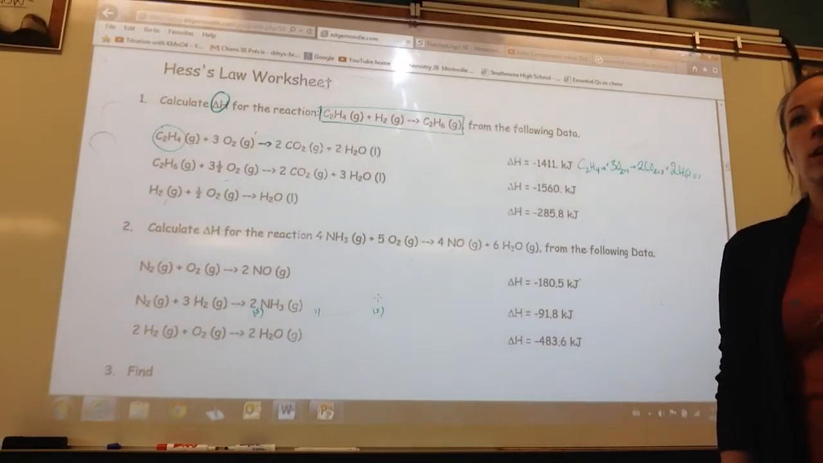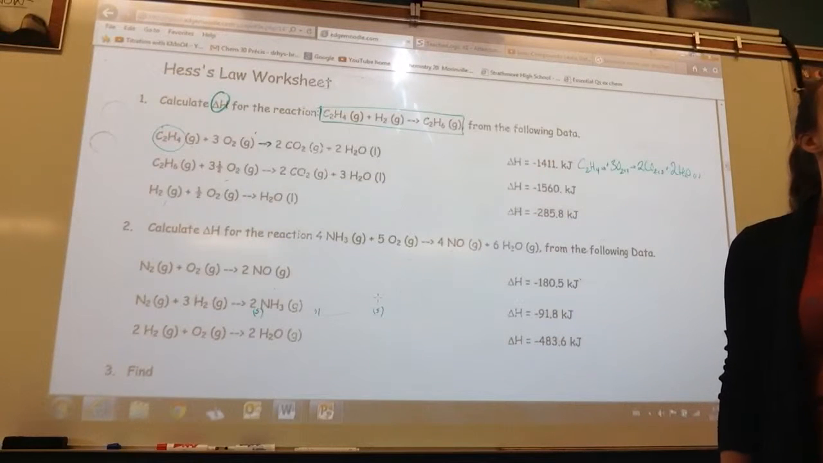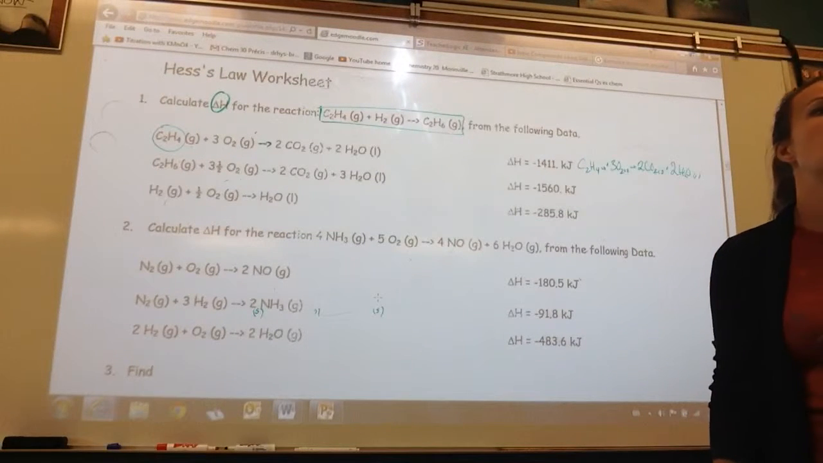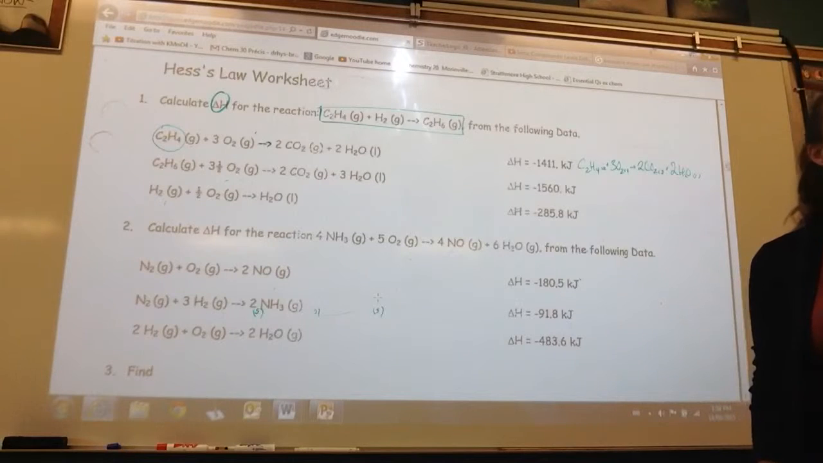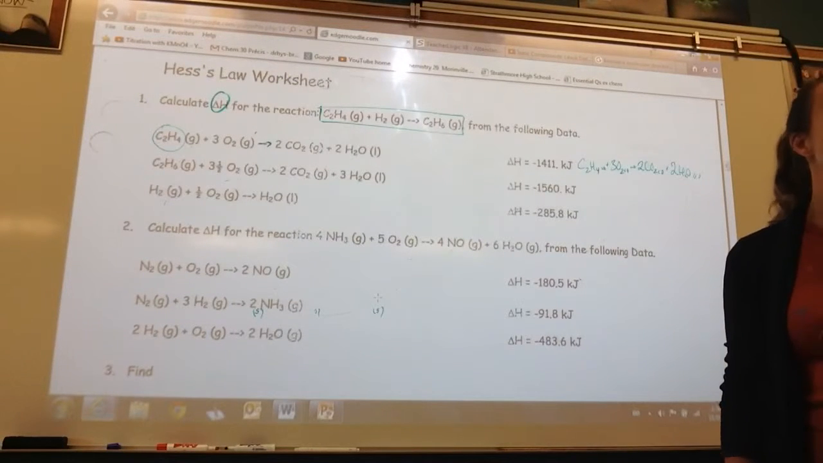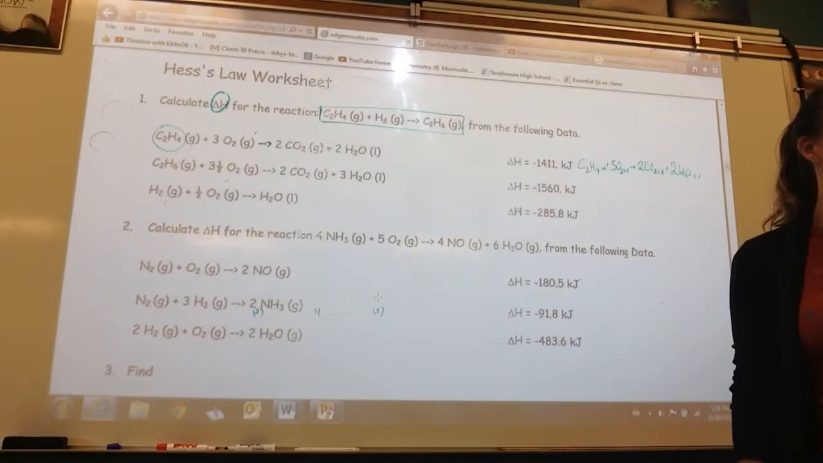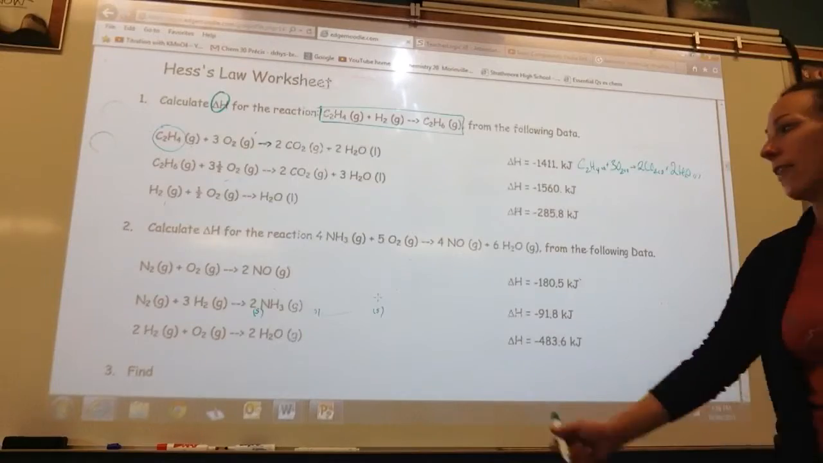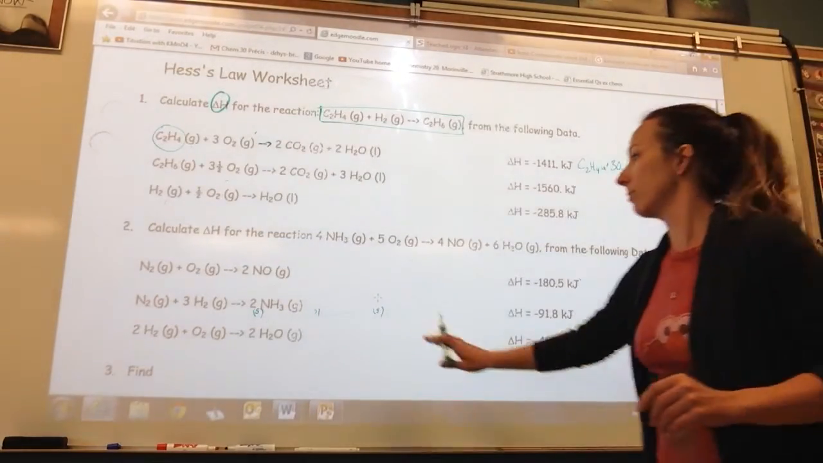An H2O liquid can only cancel out another H2O liquid. An H2O liquid cannot cancel out an H2O gas. Got it? Because they have different bond energies. Remember we talked about that a week ago. And that's important towards the end here, okay?